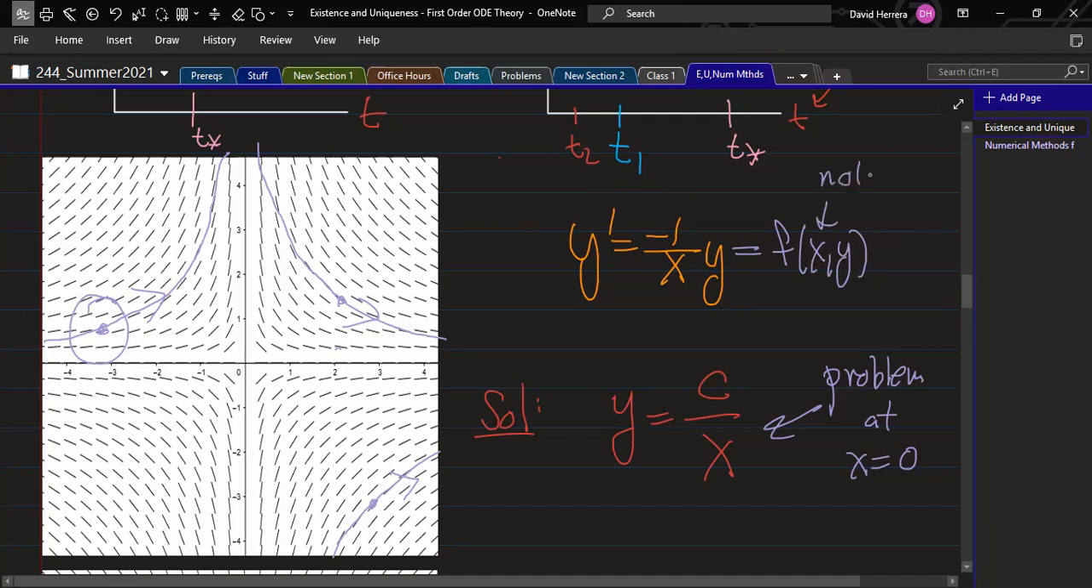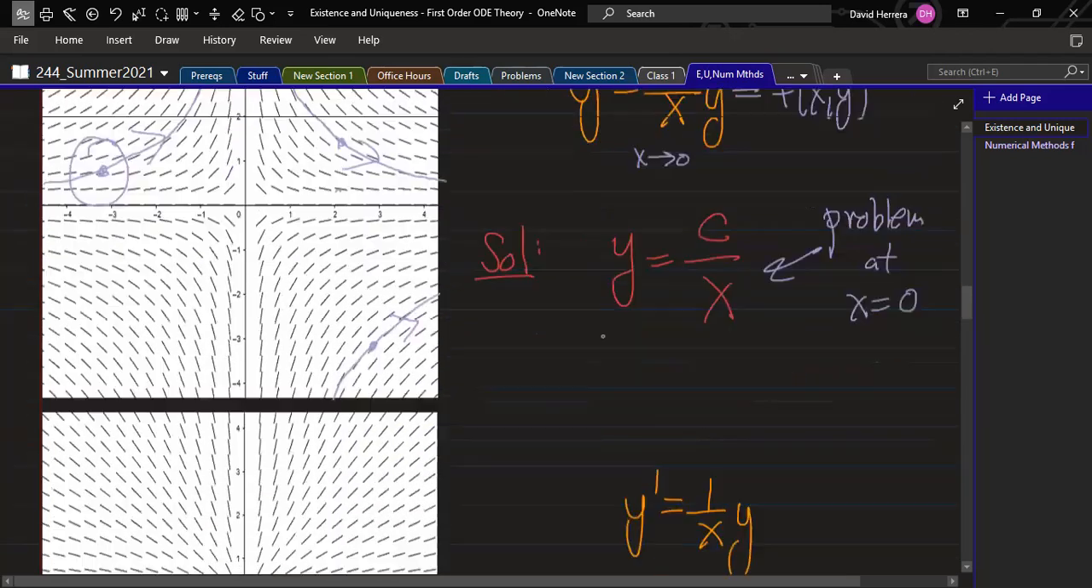So f is not continuous at x equals 0. When you plug x equals 0 into here, it doesn't make any sense. And as x gets close to 0, this thing blows up. So there's something you can see just from the differential equation. You can see that there's going to be a problem. Let's go on to another example.